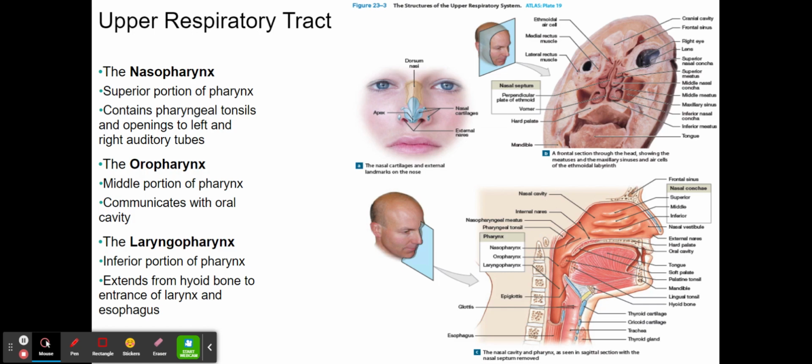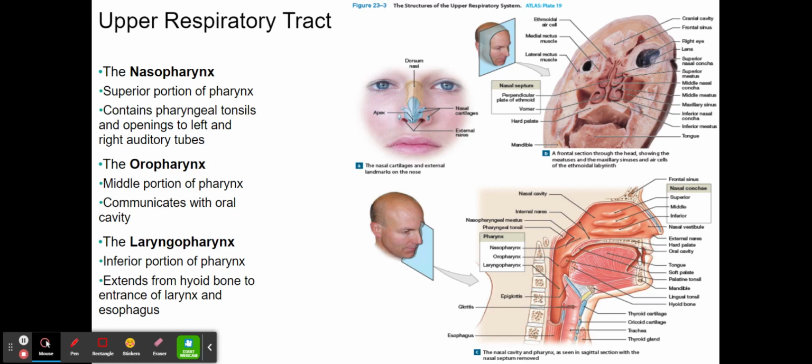The oropharynx extends between the soft palate and the base of the tongue at the level of the hyoid bone. The posterior portion of the oral cavity communicates directly with the oropharynx, as does the posterior inferior portion of the nasopharynx. At the boundary between the nasopharynx and the oropharynx, the epithelium changes from pseudostratified columnar epithelium to stratified squamous epithelium. The narrow laryngopharynx is the inferior part of the pharynx.